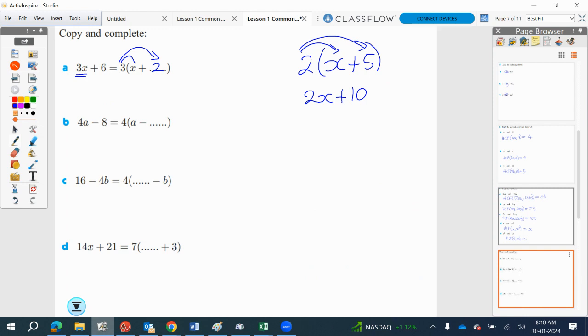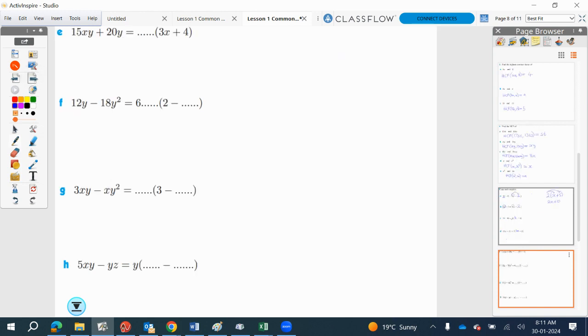Okay, if we multiply 4 by a, we get 4a. What do we multiply 4 by to get minus 8? Negative 2. So we're on this one now. What do we multiply 4 by to get 16? 4. This last one. What do we multiply 7 by to get 14x? 2x. Okay, have a look at the next ones.